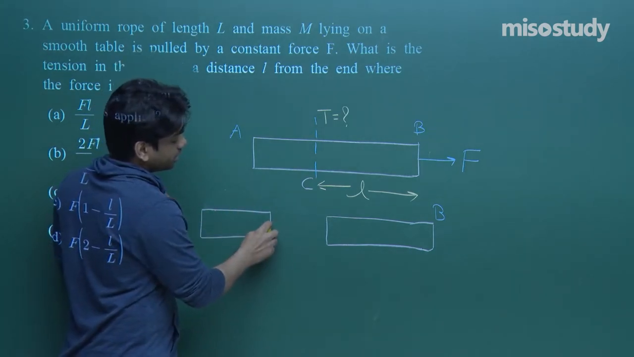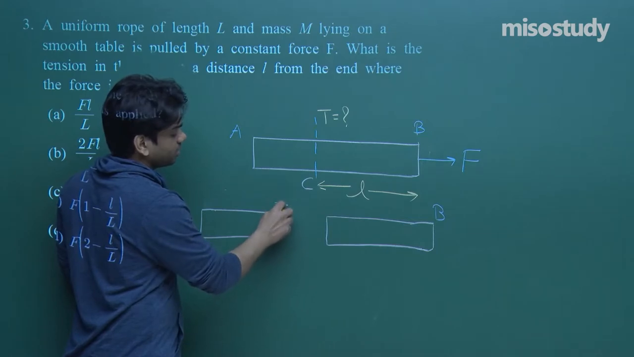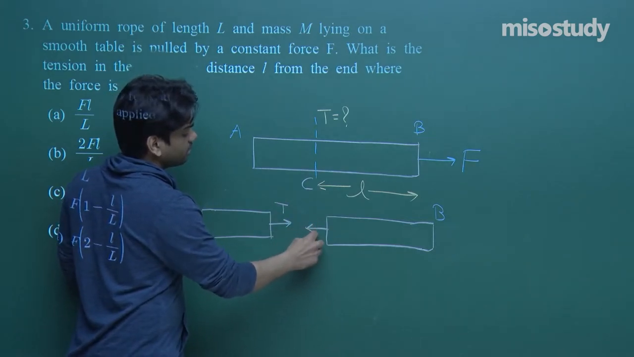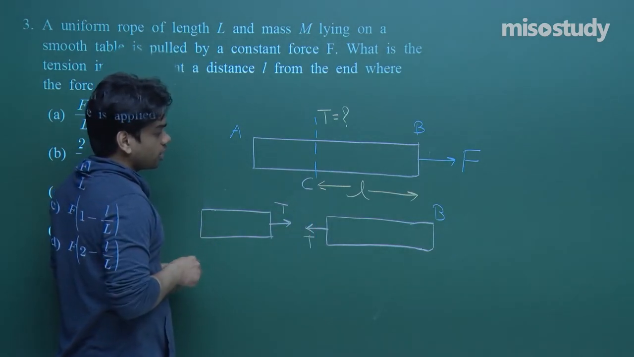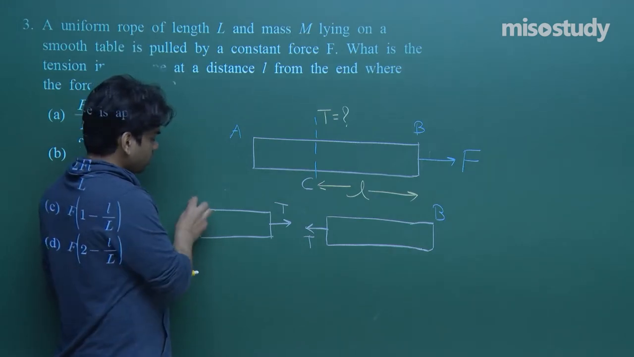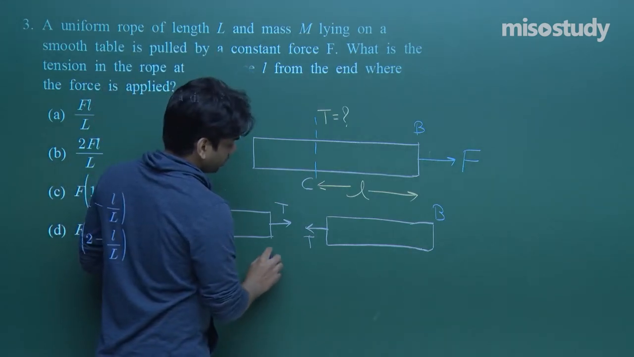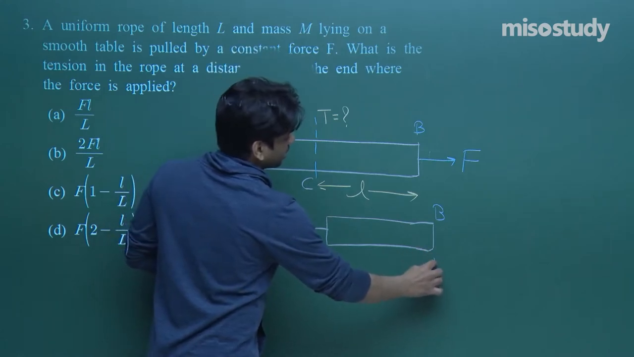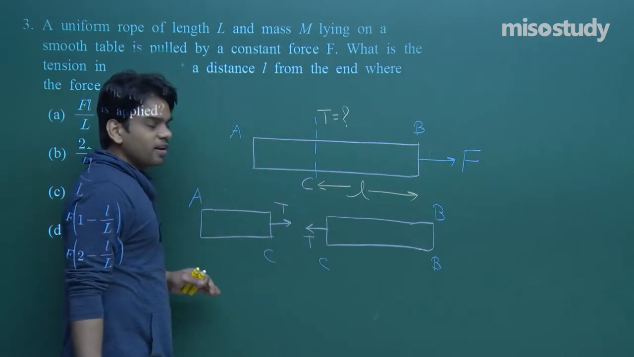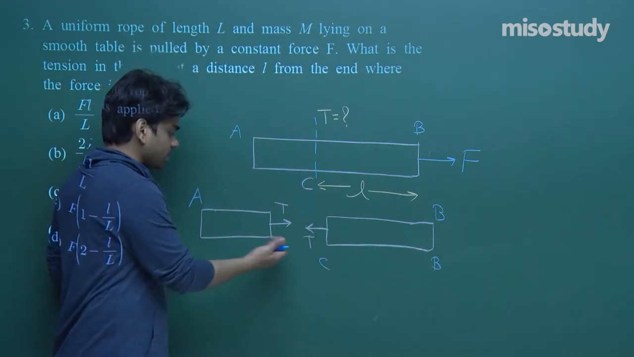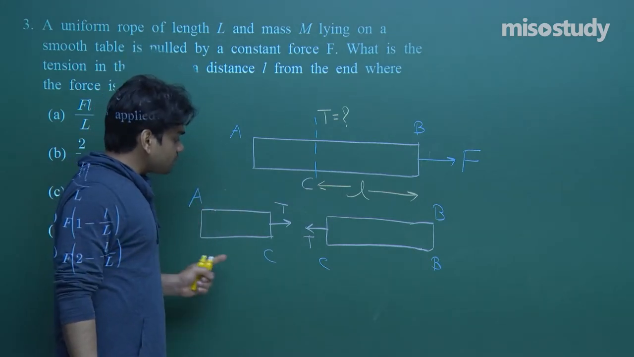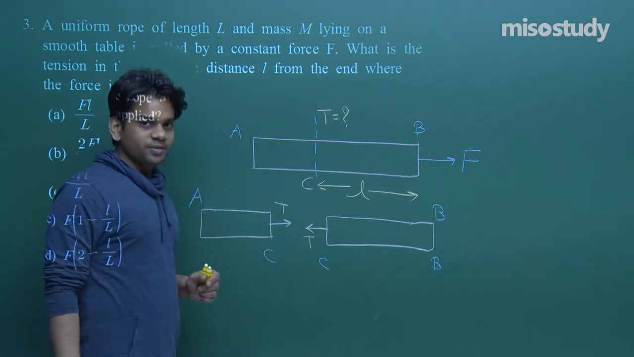Now, tension T will be acting here and tension T will be acting here. This is what the case will actually look like. Here, A, this is point C for both the wires, and this is B. Now you see here, if we consider this part, this part is being pulled by this tension T.